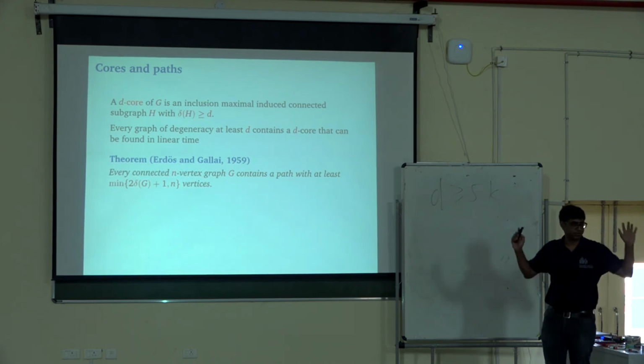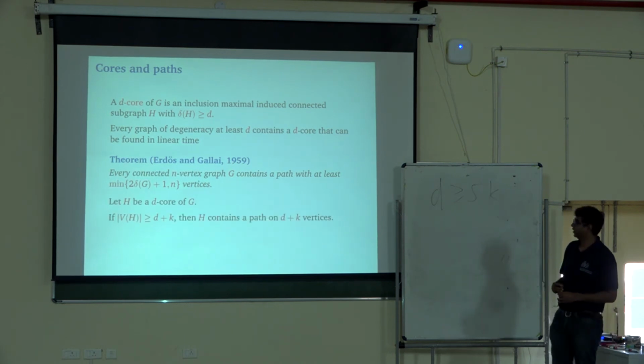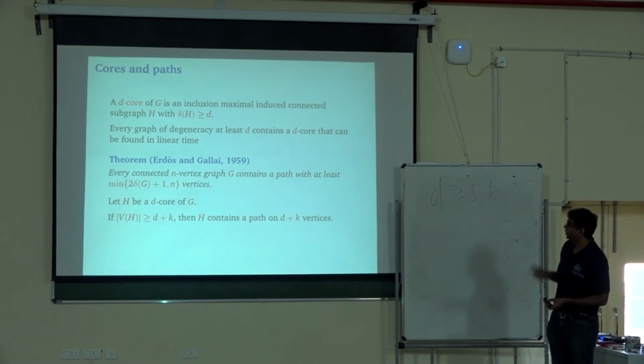This is a graph. Okay? So let H be the D-core of G. If the vertex set of H is more than D plus K, then H contains a path on D plus K vertices.